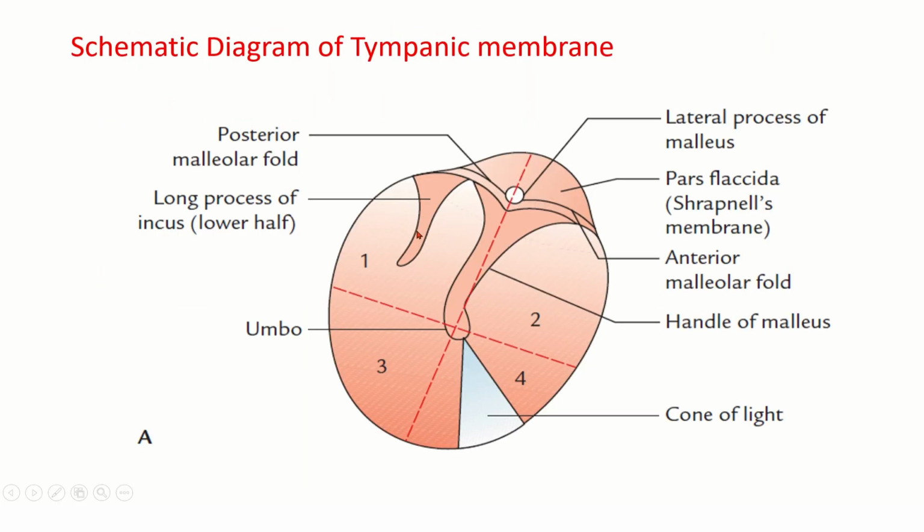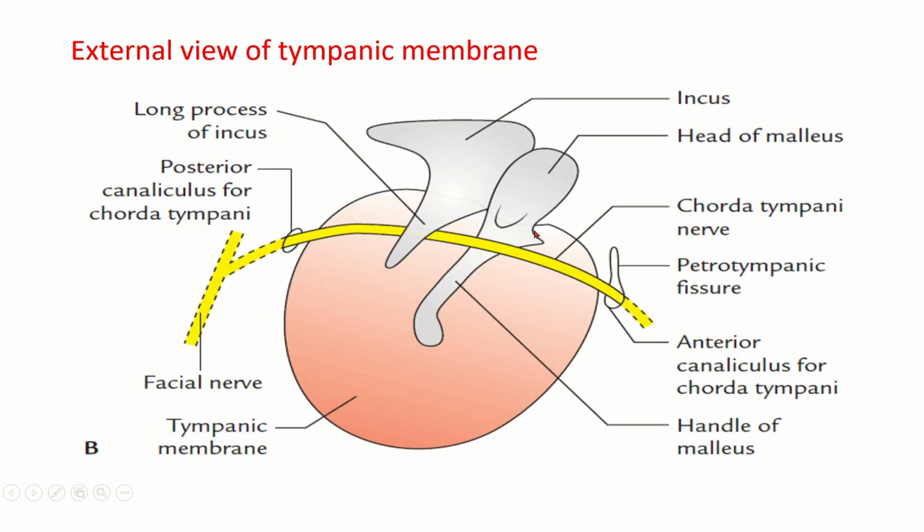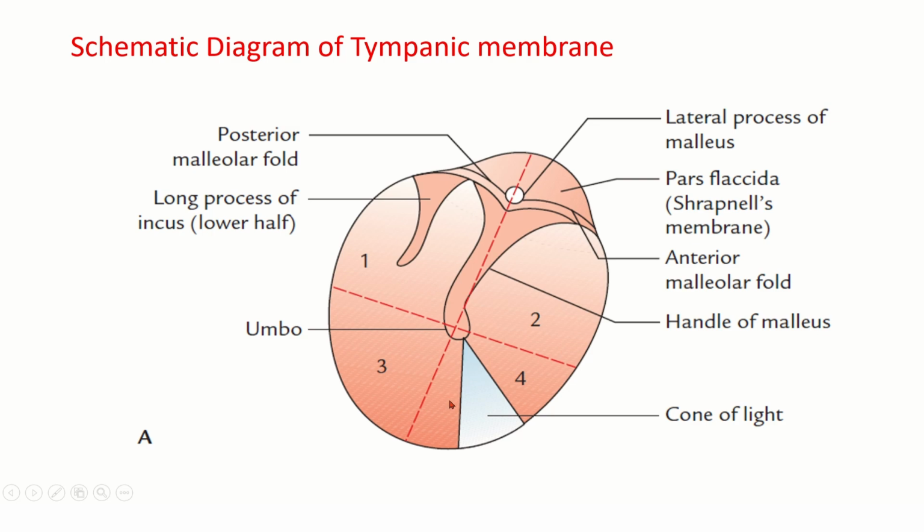So you can see here, this is the long process of the incus. You can see the handle of malleus. You can see the cone of light. So when we examine the tympanic membrane through the external acoustic meatus, we will observe a cone of light. I'll show you the real picture. Pars flaccida is also called Shrapnell's membrane. You can see the anterior malleolar fold and posterior malleolar fold. This is the lateral view from the outside: anterior and posterior malleolar folds, pars flaccida, handle of malleus, incus, long process, cone of light.